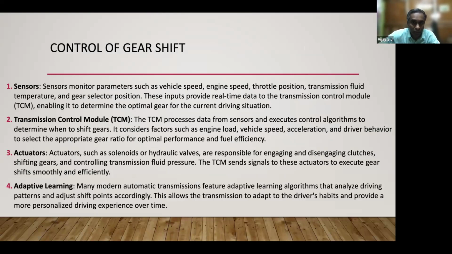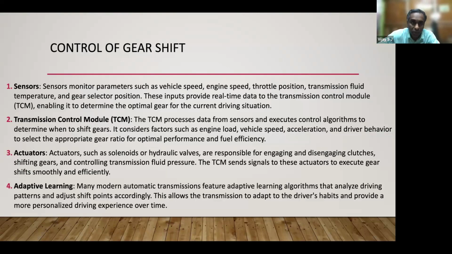There are a lot of sensors which monitor the vehicle speed, engine speed, the throttle position, transmission fluid temperature, and gear selector positions. All those things are sensed using sensors. You also get real-time data to the transmission control module, and it enables us to determine the optimal gear for the current situation. What is the speed that we are traveling at? Whether you are applying a brake?